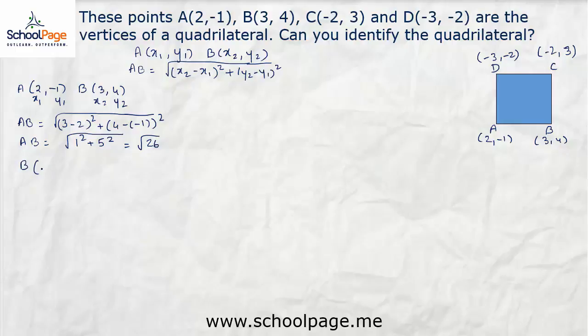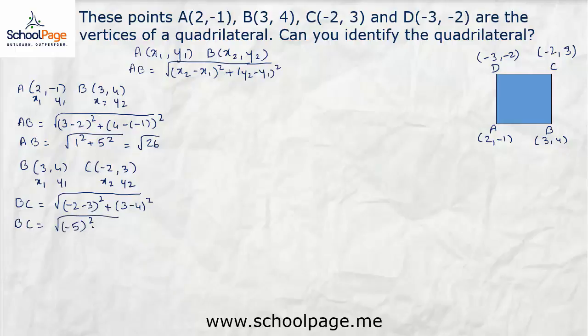Let us find the distance BC. For this we write the coordinates of B as 3, 4 and C as minus 2, 3. Let us mark x1, y1, x2, y2. Let us find BC as equal to square root of x2 minus x1, so minus 2 minus 3 the whole square plus y2 minus y1, so 3 minus 4 the whole square. BC equals square root of minus 5 the whole square plus minus 1 the whole square, which is equal to root of 26.